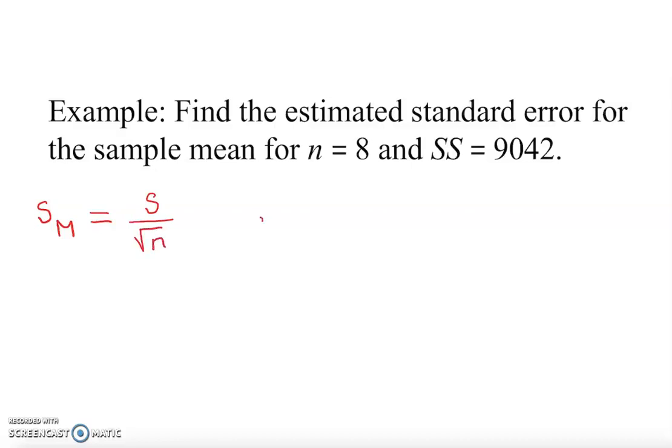Or there is another formula. What is the other formula? Same thing, estimated standard error of the mean, S sub m, is equal to the big square root of variance over n. That is another formula, or this is another way of writing the same formula.